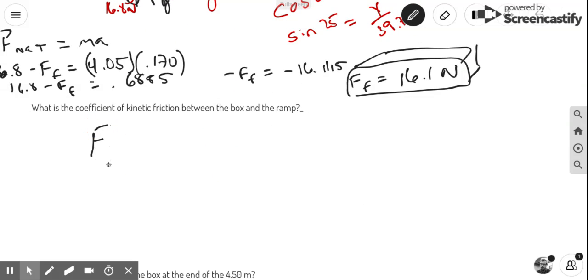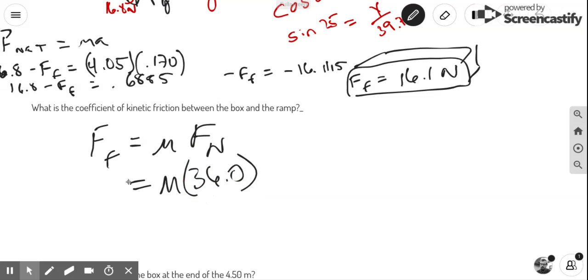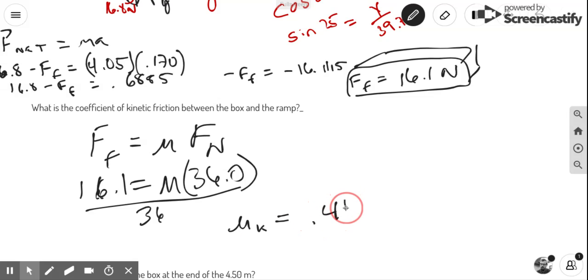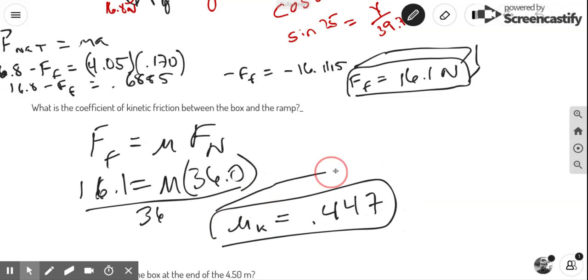Our force of friction, like we were saying, is mu times the normal force. I was just saying that our normal force is 36 newtons. And our force of friction we just found out is 16.1. So I'm going to plug 16.1 in here. And if we divide by 36, mu k, because it's sliding, it's moving, would end up being 0.447 when we do that with our 3 sig figs.